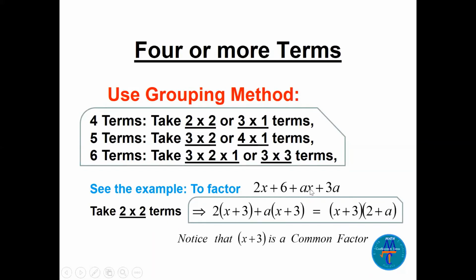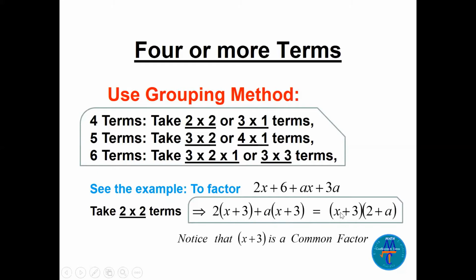Here I take a out, common, a is there, x plus 3. Now I notice x plus 3 is common. That means this method will work. If this is common, you see this x plus 3? It's like a here. You see a, take it out. Now x plus 3, this is like a common.